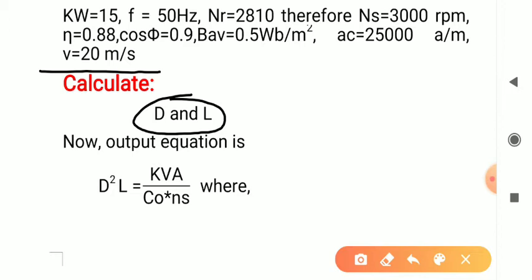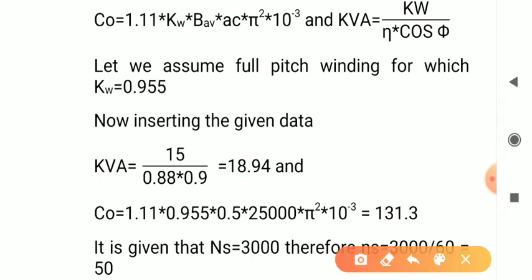The output equation is D square L equals kVA divided by CO into Ns. By using this equation, we first calculate the product D square L, where the kVA, CO and Ns are calculated as follows. The CO is calculated by this expression: 1.11 into kW into BAV into AC into pi square into 10 to the power minus 3. If the rating of the machine is given in kilowatt, then kVA is equal to kilowatt divided by efficiency into cos phi.